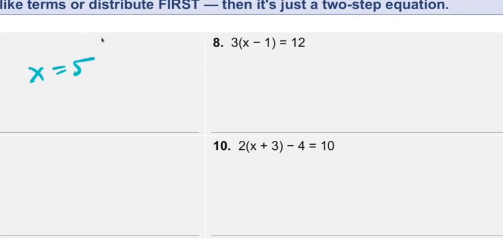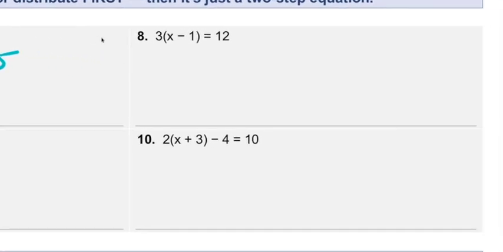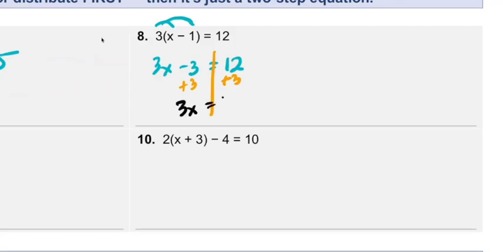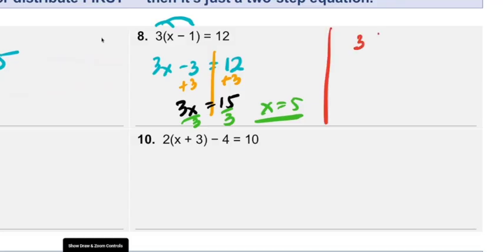Over here, there's actually two ways to do this one. I'll do it both ways. Way one, I think a lot of people do, is they distribute. So you get 3x minus 3 equals 12. And once you get down here, you just solve it. It's a two-step equation. So we're just going to go plus 3, 3x equals 15. And then we're just going to divide by 3. X equals 5.